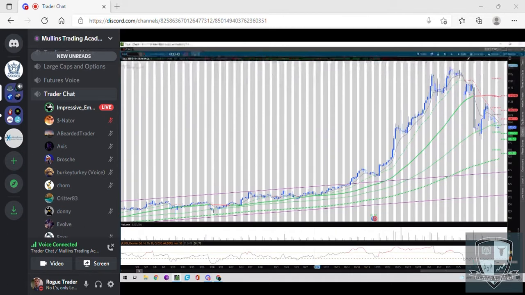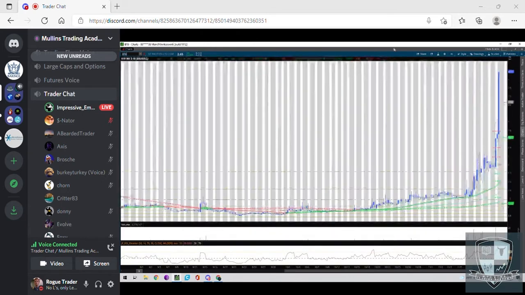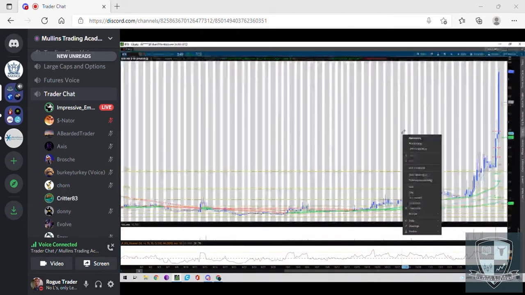Does anybody have any tickers for? I haven't done small caps in a while. I don't have any recent tickers. Anybody have any recent tickers that were runners that were really decent that they can share? BTB was on Friday. BTB? Oh yeah, BTB was definitely on Friday.